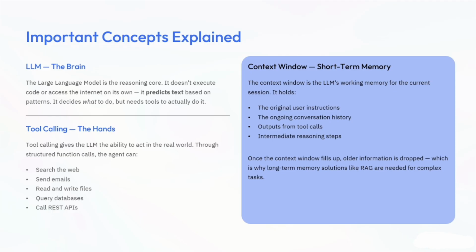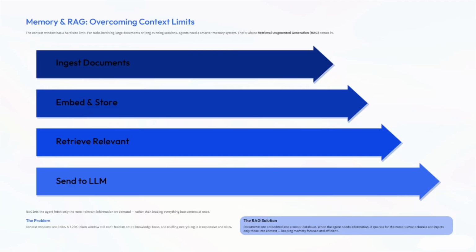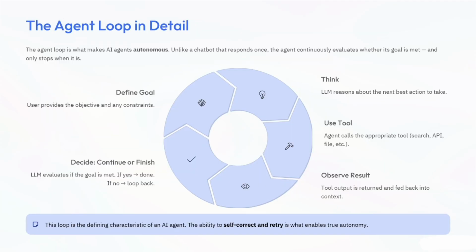The next slide is all about important concepts: the LLM as the brain, tool calling. I think I have already covered this from my side. What is short-term memory also? So let's go ahead: memory and RAG, overcoming context limits. Now let's understand this thing because this is a very important slide, the agent loop in detail. The agent loop is what makes an AI agent autonomous.